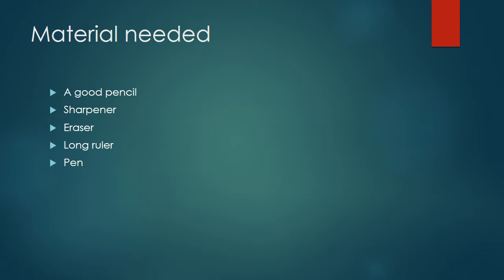Whenever you are coming for WAEC physics practical, you have to come with a good HB pencil, a sharpener, a long ruler, and a pen. You don't need a graph sheet because WAEC will provide you with a graph sheet. But please don't forget, come with a good pencil, a sharpener, eraser, long ruler, and a good pen.